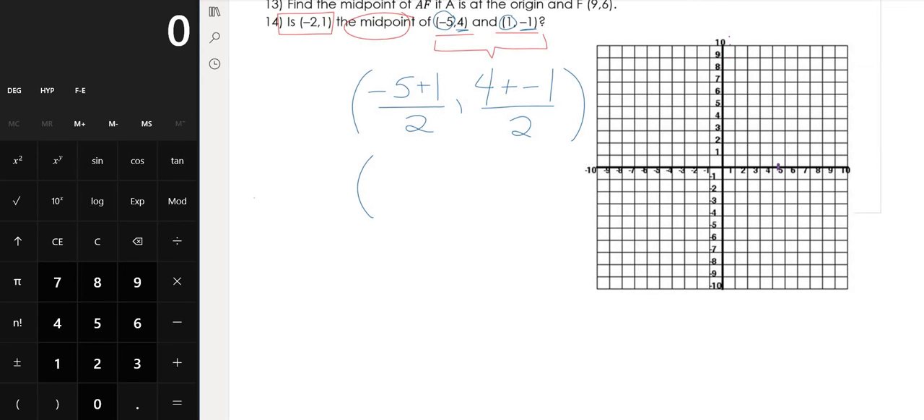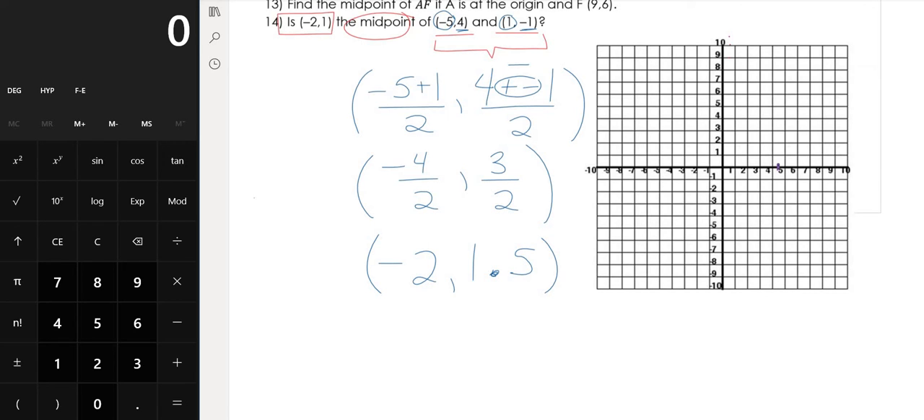Negative 5 plus 1 is negative 4 over 2. 4 plus negative 1. The plus and minus makes a minus. So it's 4 minus 1, which is 3, over 2. Last step, negative 4 divided by 2 is negative 2. 3 over 2, that's approximately 1.5.